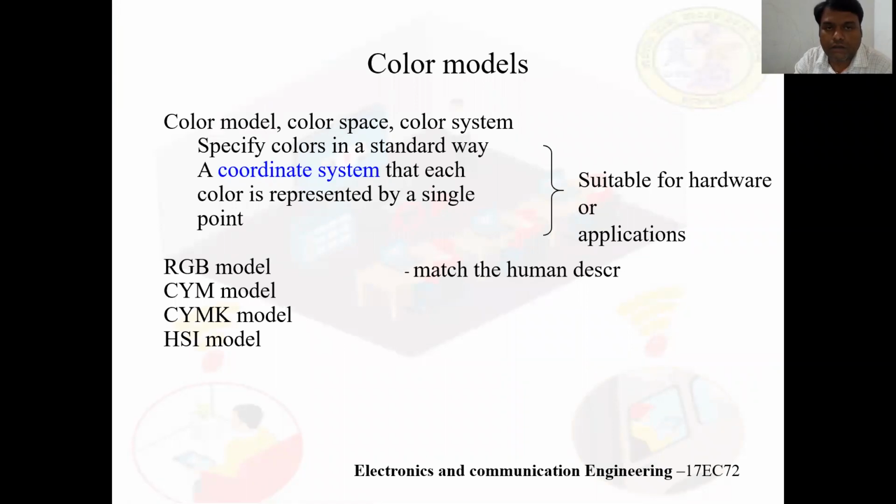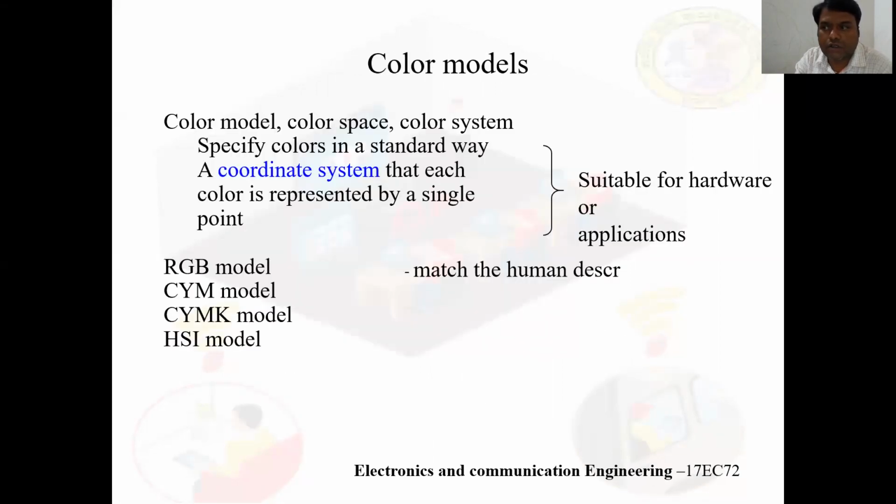Color models, color spaces and color systems specify colors in a standard way. A coordinate system in which each color is represented by a single point, suitable for hardware or applications. The commonly used models are the RGB model, CMY model, CMYK model and HSI model.